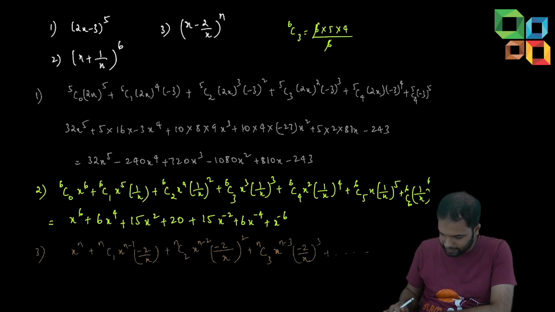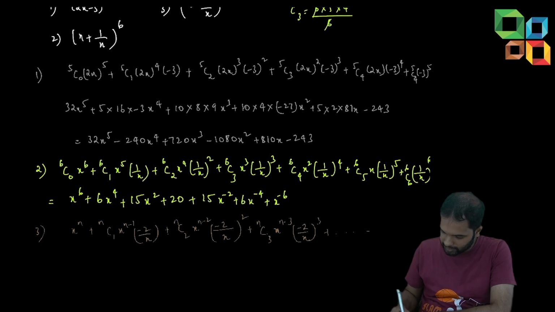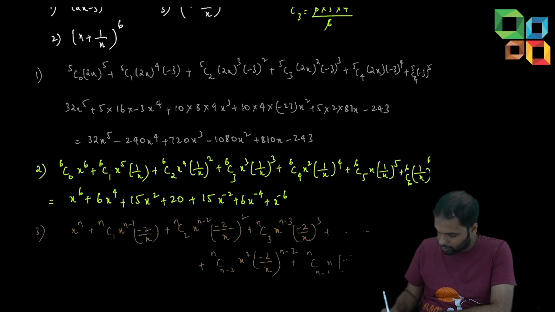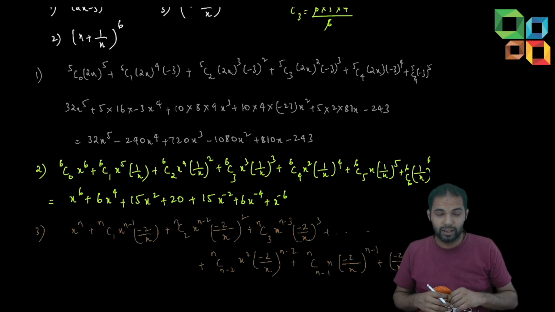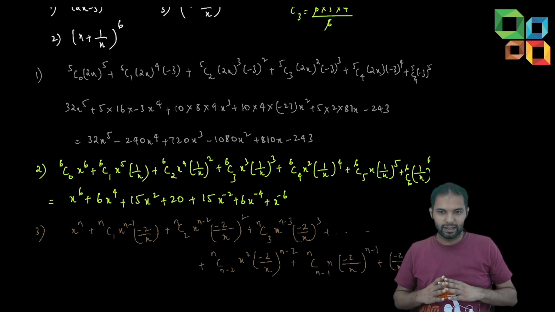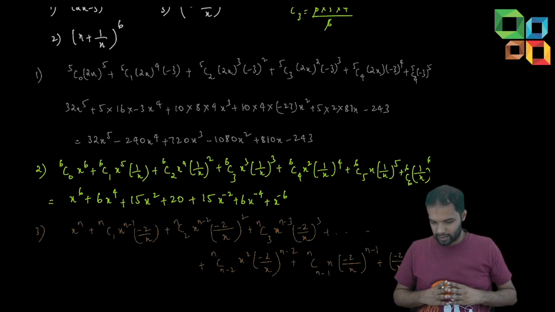Then you can just skip and write the last two terms, which should be nothing but, say, let me write x square and minus 2 whole power n minus 2. So this should be nc n minus 2. That should be nc n minus 1 x into minus 2 by x whole power n minus 1 plus ncn, which is 1, into minus 2 by x whole power n. So now we don't even know if n is even or odd to figure out what is the last term, whether it's positive or negative. But you can keep the expansion as it is, right? We get an idea how to expand.